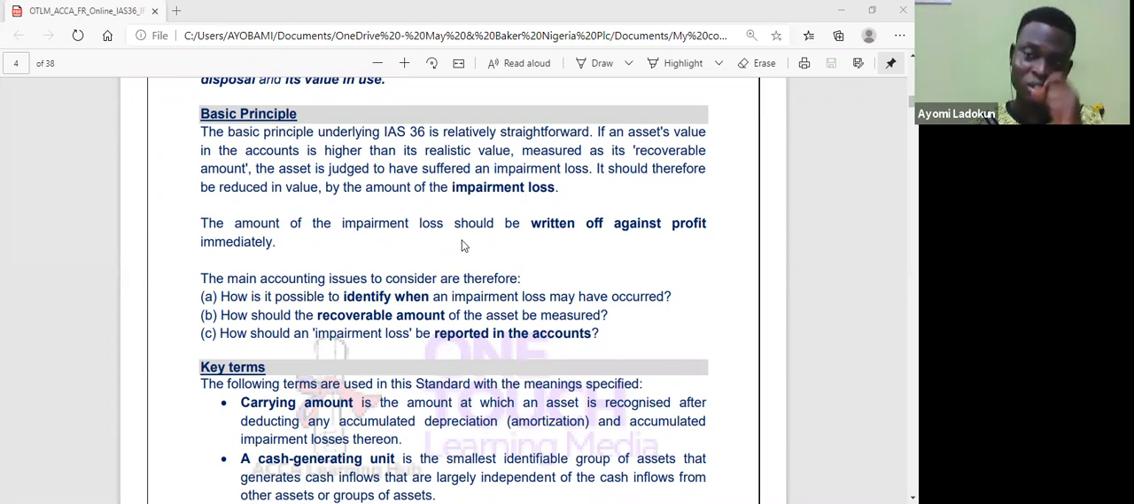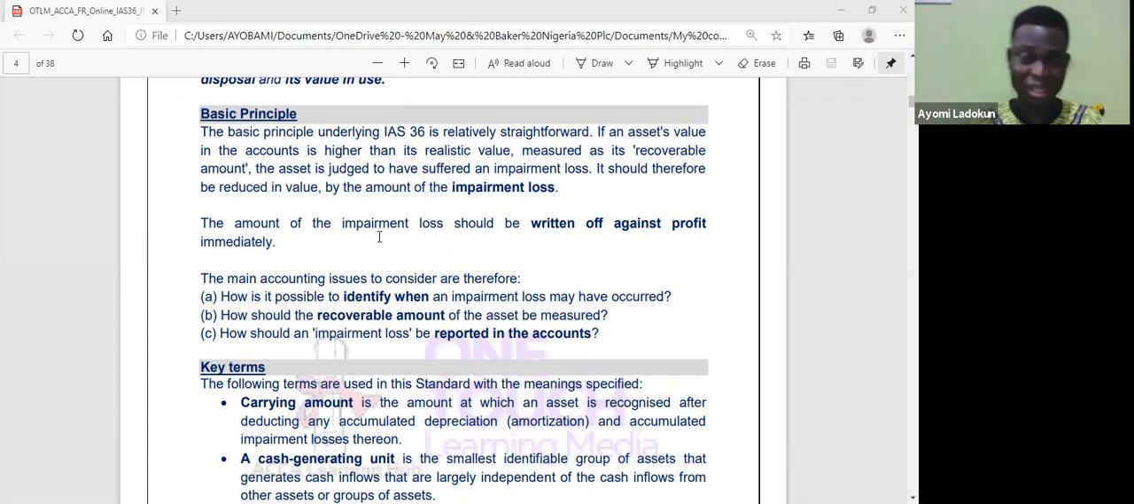They would have deducted accumulated depreciation. Why is it accumulated depreciation? That means it's more than 1 year. It could be 2 years, it could be 3, 4, 5 years. They accumulate it together, so they remove it from the cost of the asset. If there are also accumulated impairment losses, they also remove it. What we have left is what we call carrying amount.